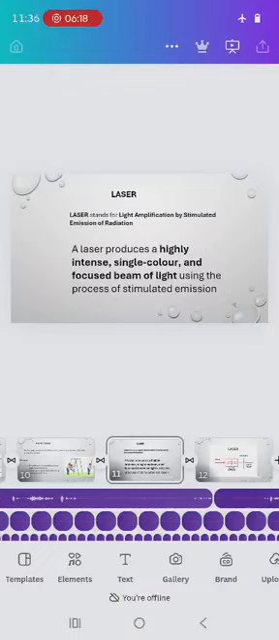A laser produces a highly intense, single color and focused beam of light using the process of stimulated emission.